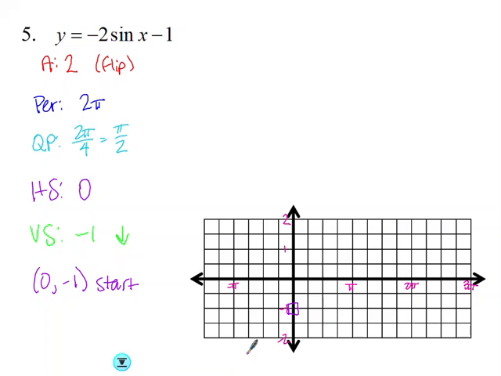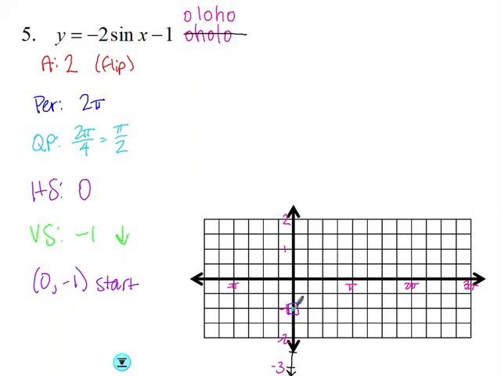Since our amplitude is 2, I'm going to go ahead and extend the y-axis down to -3. We have a sine function, so we have 0, high, 0, low, 0. But since our a value is negative, we need to flip this. So we have 0, low, 0, high, 0.